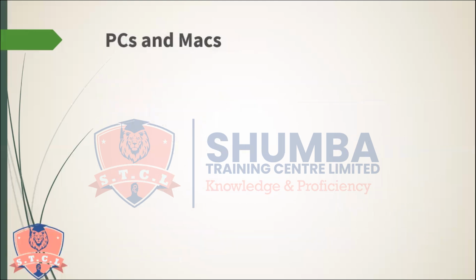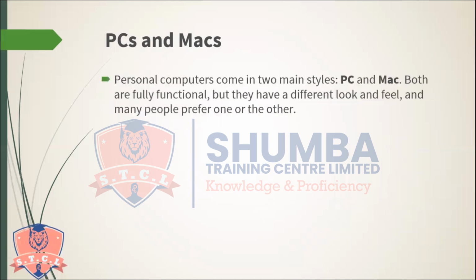Now let's look at these two categories of computers. We have number one, PCs, and number two, we have Macs. Personal computers come in two main styles. Number one, we have PC. Number two, we have Mac. Both are fully functional, but they have different look and feel, and many people prefer one to the other. So depending on whichever preferences you have, you may end up choosing Mac or PC. It's up to you to explore and find out which one is suitable for you.